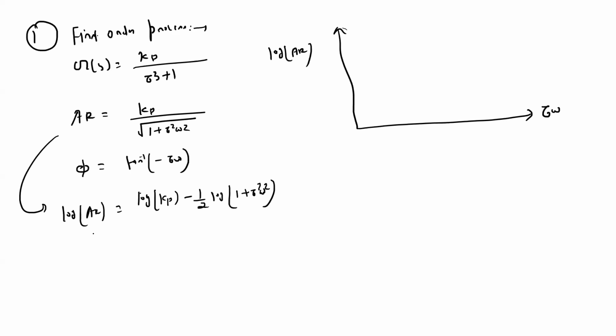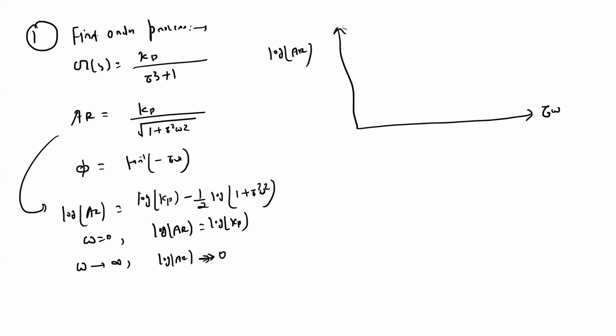Now, let's try to understand if omega equals 0. What will happen? If omega equals 0, log 1 is 0, so log of amplitude ratio equals log of Kp. Now, omega tending to infinity. If omega tends to infinity, what will happen? Log of infinity is infinity, and something minus infinity, so log of amplitude ratio tends to minus infinity.